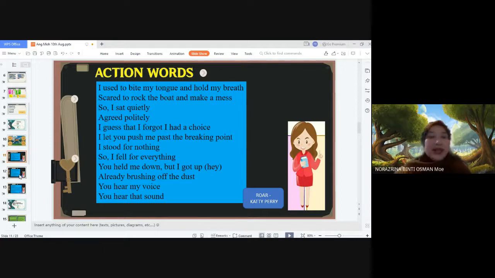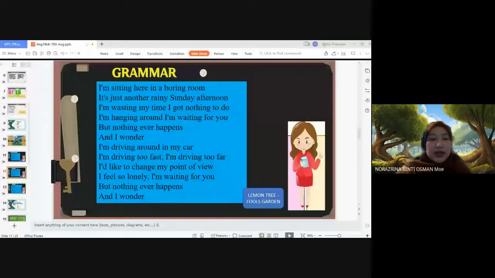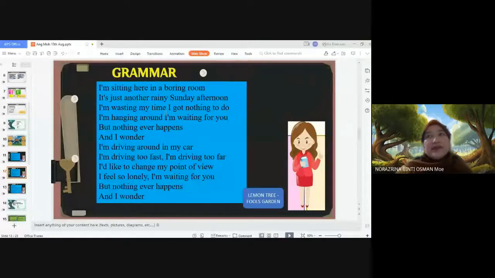Okay, other than that, I also use songs to teach grammar, like the song Lemon Tree. This one I think most of my friends are also using because it is very easy to use. And then we just let them underline the grammar item.